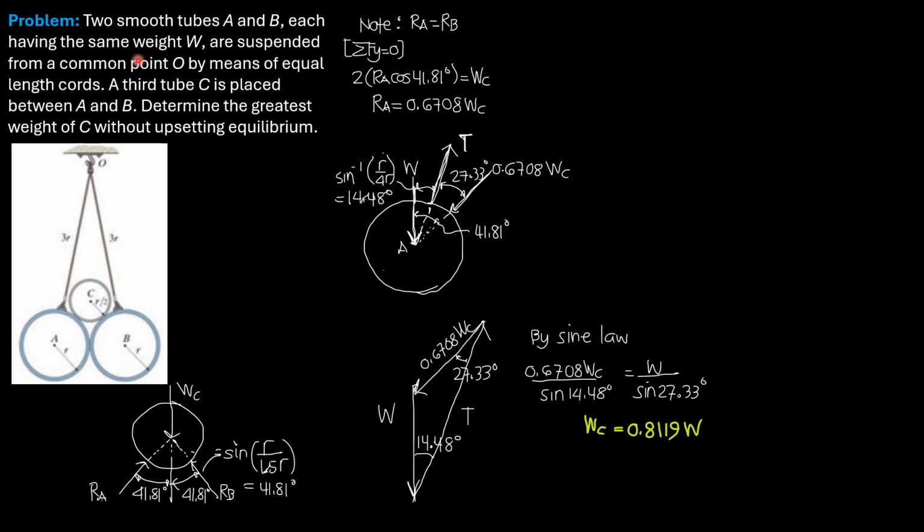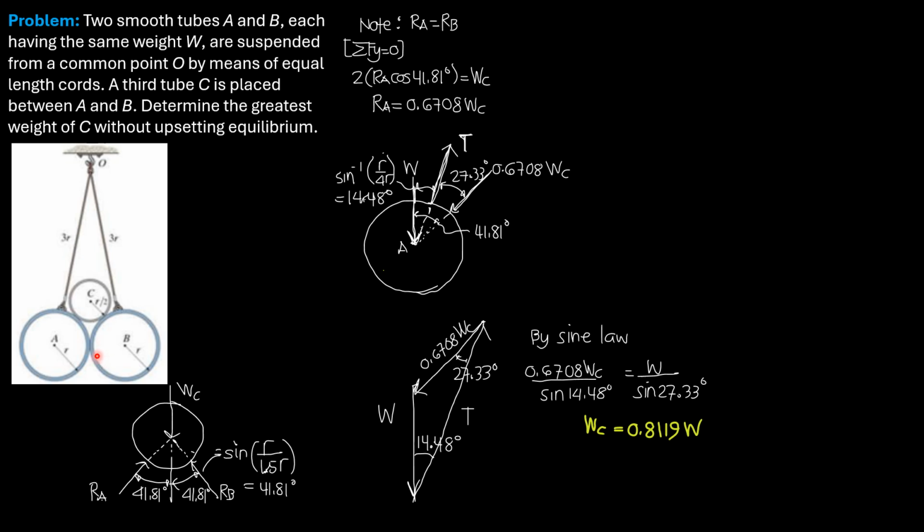So for the second problem, two smooth tubes A and B, each having the same weight W, so the weight of these tubes A and B is W, are suspended from a common point O, this is the point of suspension, by means of equal length cords. A third tube, C, is placed between A and B, which is this. So determine the greatest weight of C without upsetting equilibrium.